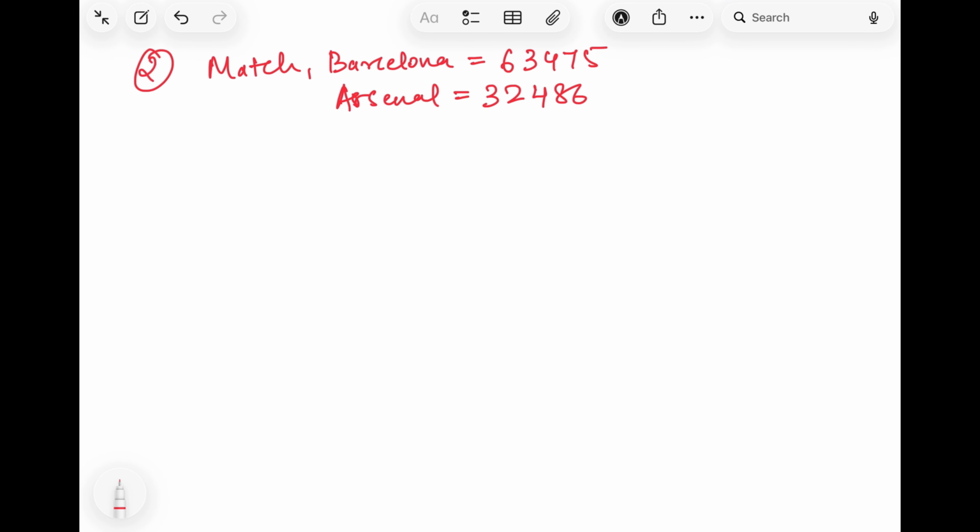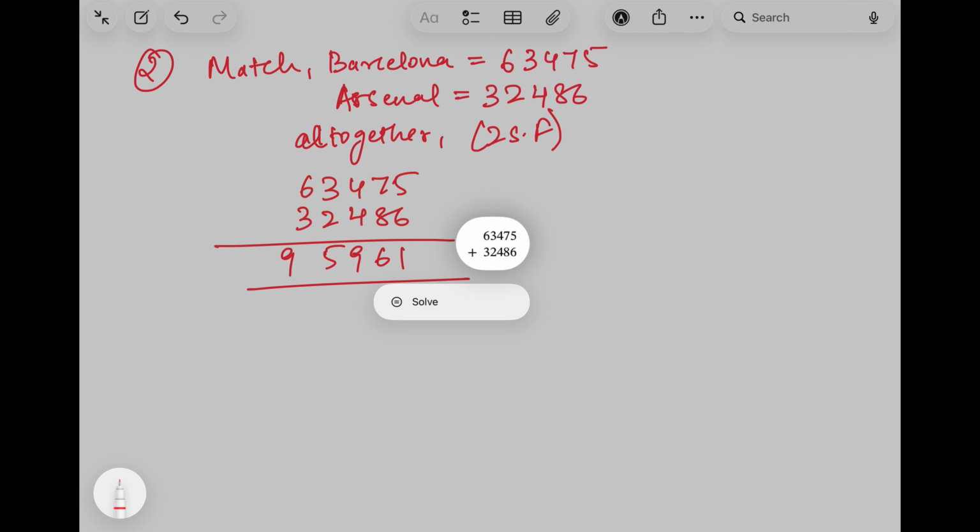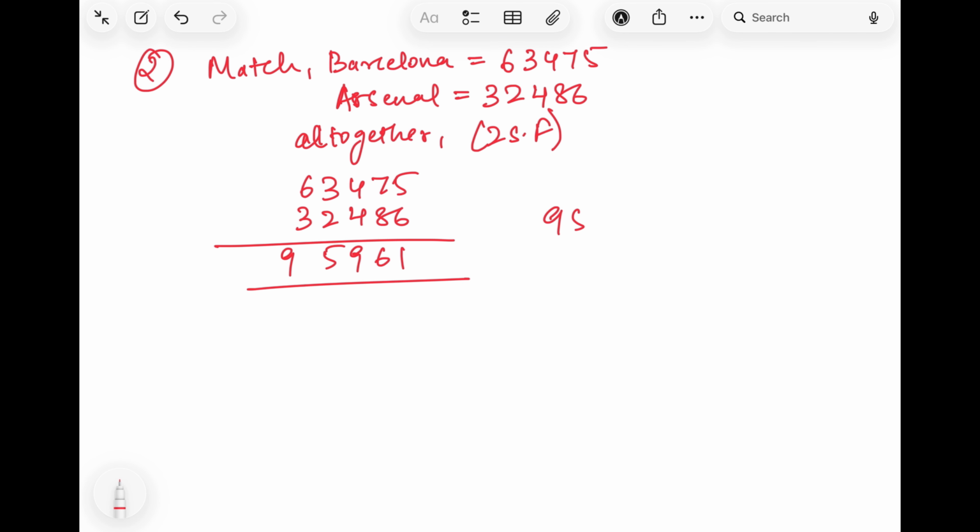Now they are asking us how many supporters are there all together, but they want us to write the answer up to 2 significant figures. Means they don't want the exact answer. They want the answer rounded off up to 2 significant figures. Okay. So first we add them. 63475 and 32486. So when we add them, what we get is 95,961. Okay, so the answer is 95,961. But we don't want this answer. We want to write this answer up to 2 significant figures.